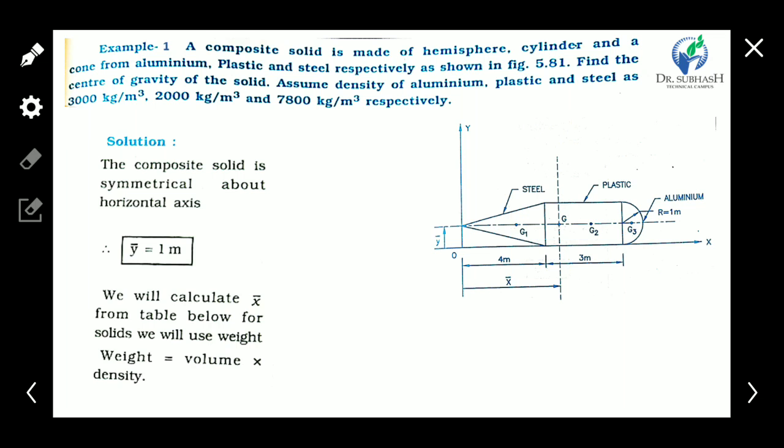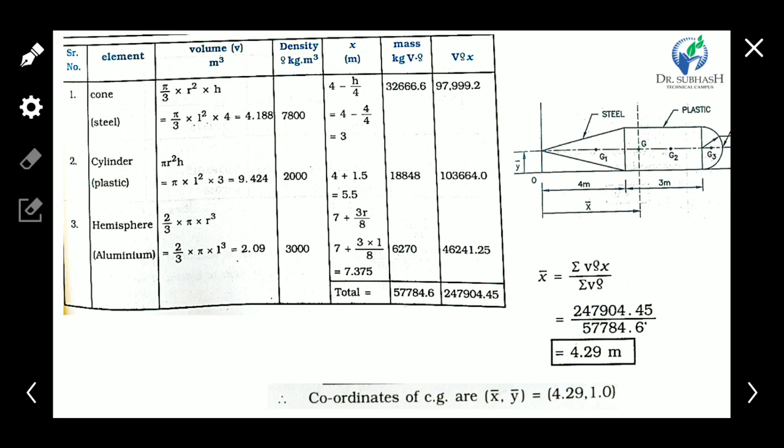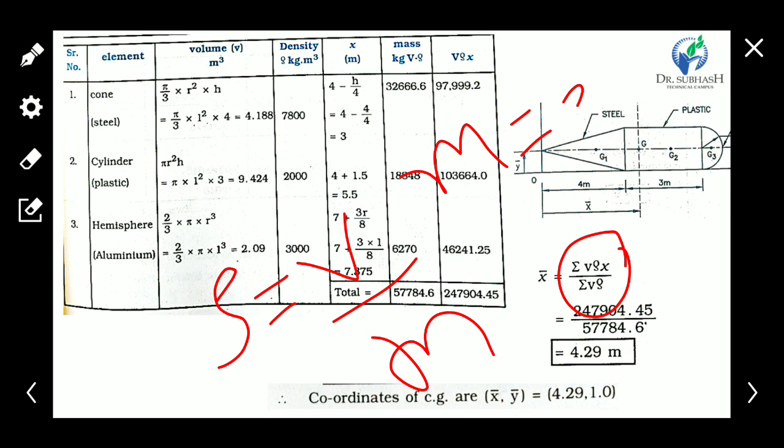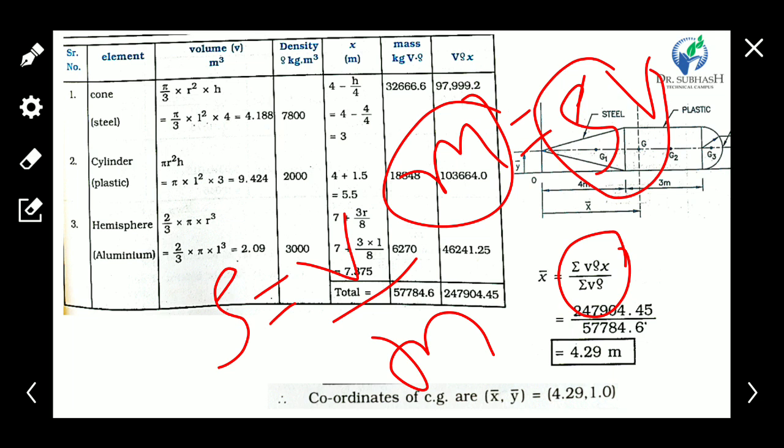The density of the materials is given. The densities of aluminum, plastic and steel are 3000, 2000 and 7800 kg per meter cube. In sums related to solids, we consider the mass to calculate the center of gravity, so the equation becomes m1x1 plus m2x2 plus m3x3 upon m1 plus m2 plus m3. The mass of the composite elements is not given, only the density. Density is mass per unit volume, so mass is equal to density into volume.